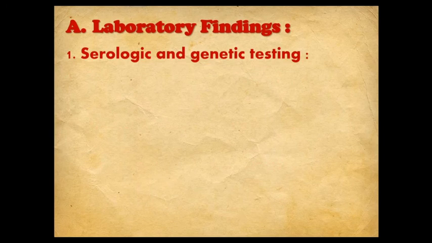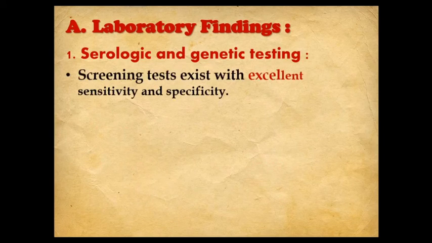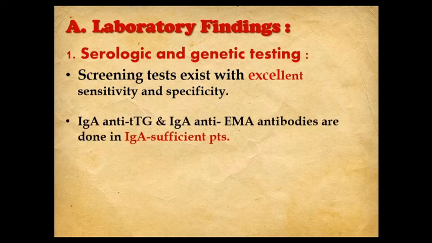Firstly, serologic and genetic testing. We say it is an autoimmune disease, so there are antibodies that are specific to this disease. Screening tests exist with excellent sensitivity and specificity. IgA anti-tissue transglutaminase and IgA anti-endomysial antibodies are done in IgA sufficient patients.